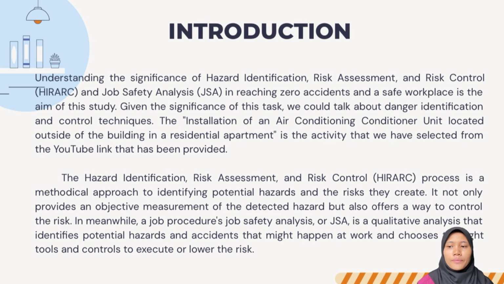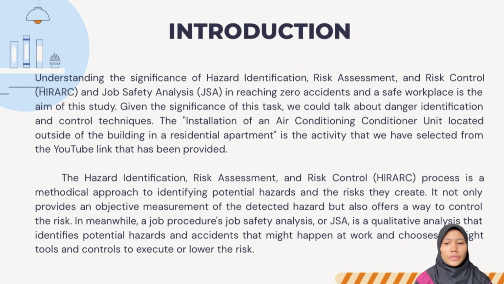For the introduction, understanding the significance of hazard identification, risk assessment and risk control hierarchy, and job safety analysis (JSA) in reaching zero accidents and a safe workplace is the aim of this study. Given the significance of this task, we could talk about danger identification and control techniques. The activity we have selected from the YouTube link that has been provided is the installation of an air conditioner unit located outside of the building in a residential apartment.